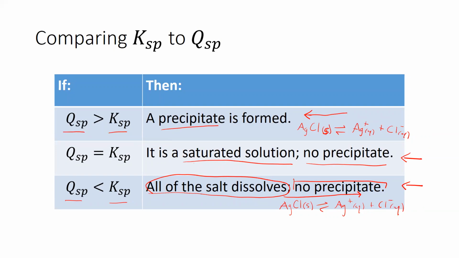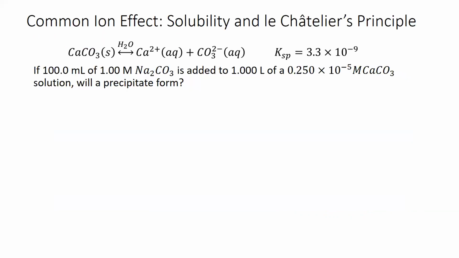And so we can use that to determine whether we're going to get a precipitate or not if we add a common ion to a solution. So again, the common ion effect is something we talked a little bit about when it came to buffer chemistry, but we can also use it when we think about the solubility chemistry.